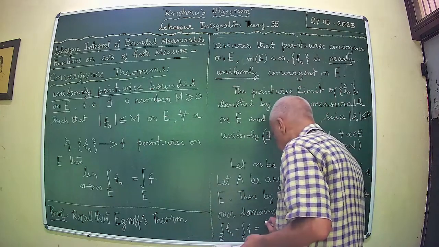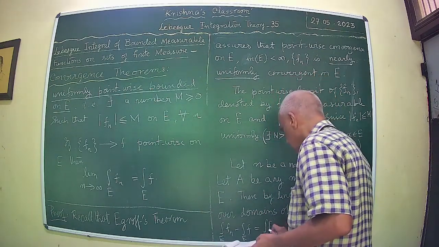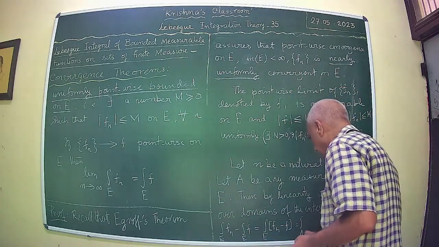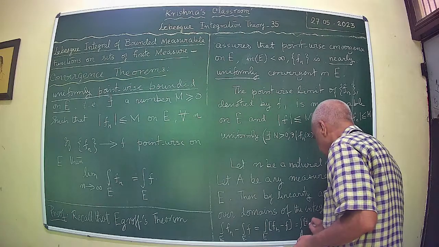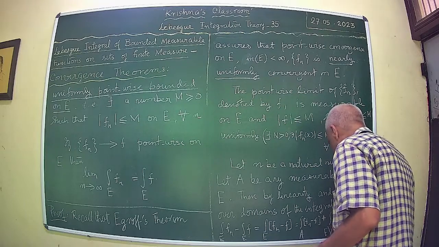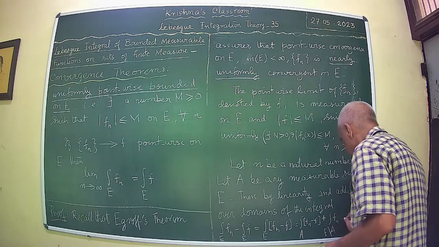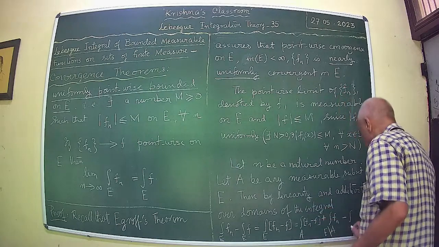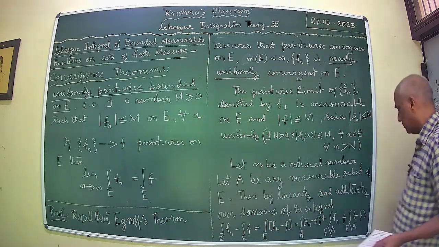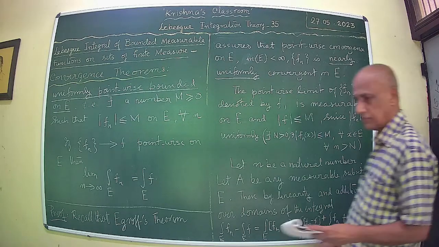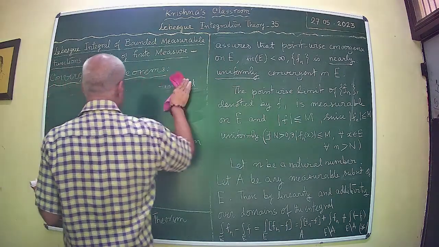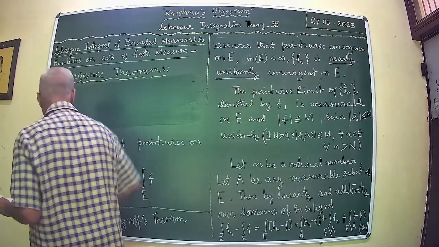This is equal to the integral over A plus the integral over E slash A. So we designate this by star, that we need to use. Okay, now using this we can get some general estimate in terms of the measure of E slash A.